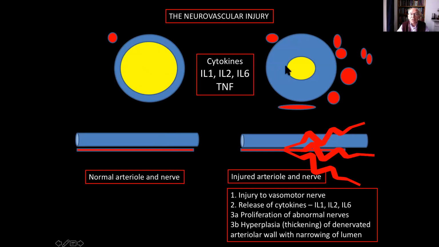As a consequence, one of the two key effects is that the injured nerve regenerates to produce many abnormal injured nerves like this, as we've just seen in the previous slide, and the vessel wall becomes thickened. There's hyperplasia of the vessel wall, or tunica media, and this is a consequence. This only happens when you've lost the nerve supply, but we think this is highly significant in all forms of hypertension.